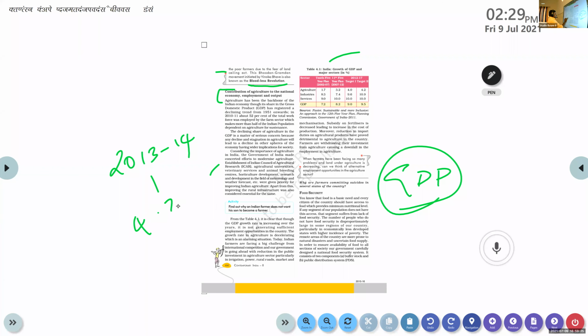4.2. Okay, so mention here. In 2010-11, about 52% of the total workforce was employed by the farm sector, which means more than half of the Indian population depends on agriculture for sustenance, right? Still today, more than 52% of people are working in the agricultural sector.